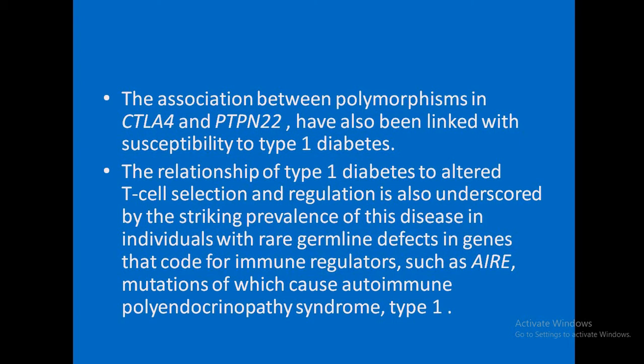It has to be emphasized that there is a good relationship of type 1 diabetes to altered T cell selection and regulation, and individuals with rare germline defects in genes that code for immune regulation, such as AIRE, which also cause the autoimmune polyendocrinopathy syndrome APS type 1, show a high prevalence of type 1 diabetes in these individuals who have AIRE mutations.